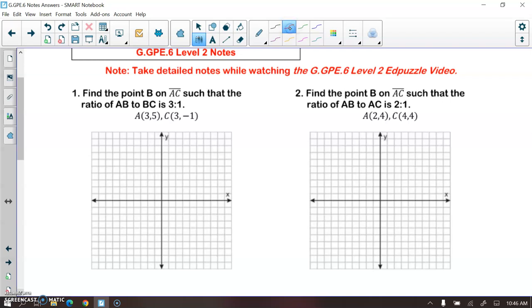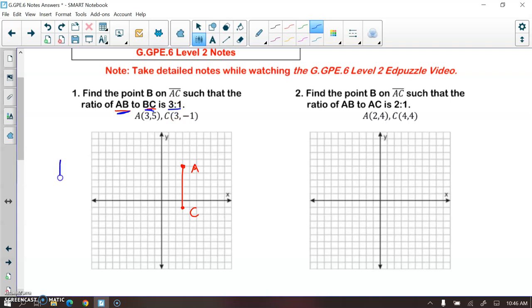So it says find point B on AC such that the ratio of AB to BC is 3:1. So A is here, and C is here, and we want the ratio of AB to BC to be 3:1.